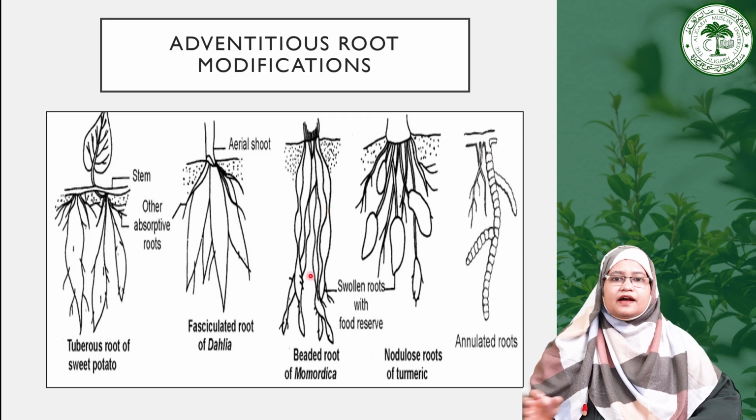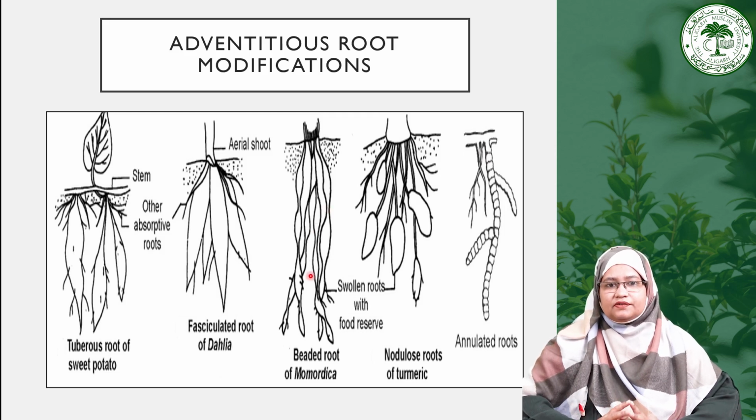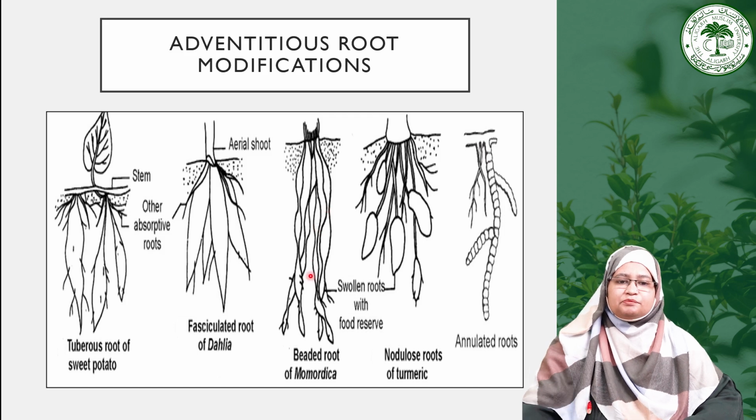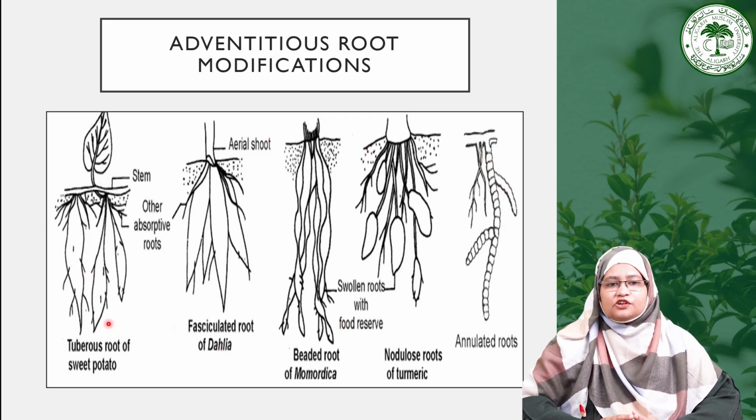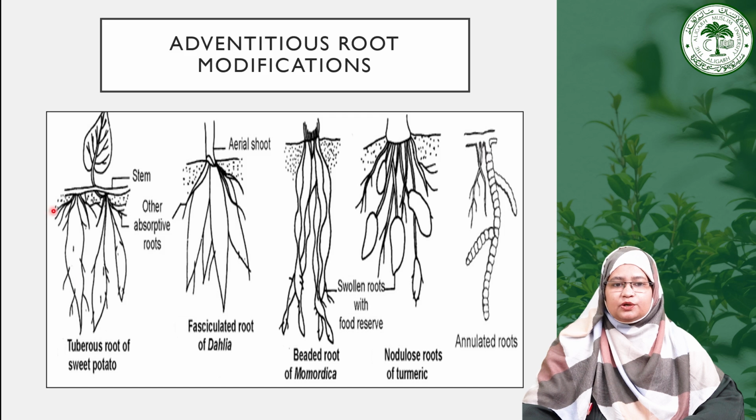Now next is the adventitious root modifications. First, that is for the storage, and depending upon the shapes, as we have seen earlier, these also have further different types of names. Like the first one is the tuberous root, that is in case of sweet potato, which has tuberous roots. As you can see, they do not have a specific shape, they are just swollen and they are storing the food material. Then there is the fasciculated root.